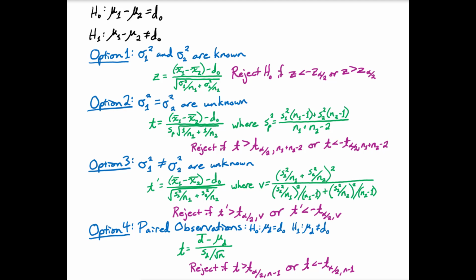Option 2 is that we don't know the two variances, but we know that they're equal. So we'll have two population variances that are equal to one another. Now this might happen if we take the two samples from the same population, or if we're given some other reason to believe that the two population means would in fact be the same. So if this is the case, then we can use the t-statistic and the t-distribution.